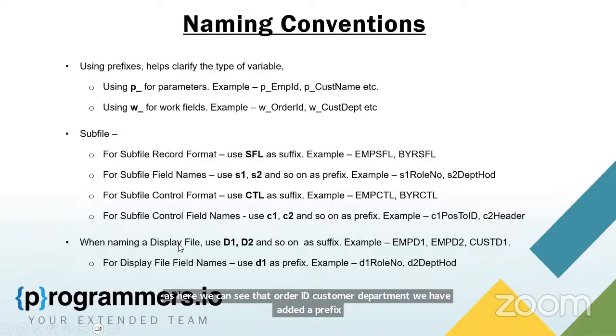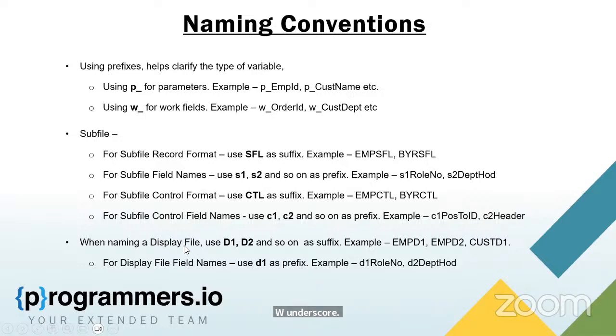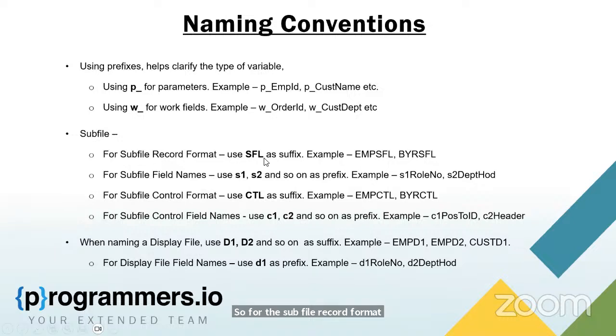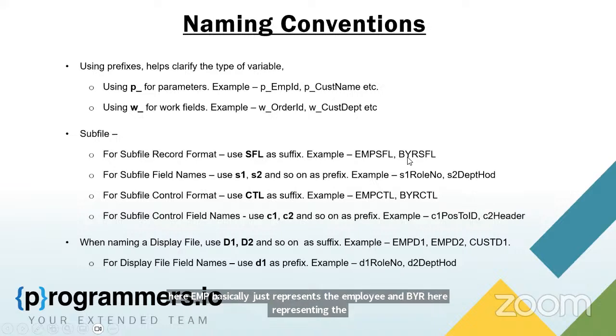Then for the subfile and naming a display file, do not worry about these topics because they will be covered in our upcoming session. So for the subfile record format, we use SFL as a suffix. For example, EMP SFL, BYR SFL. So here we have added SFL as a suffix. And here EMP basically represents the employee and BYR represents the buyer. So it is a subfile record format.